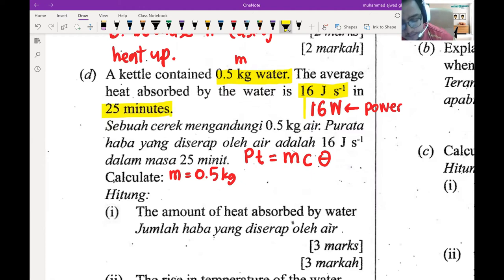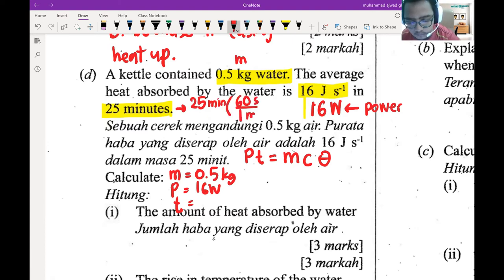Okay, and then time. Need to convert or not? Yes. So what will it become? 16 watt times 25 minutes, and there are 60 seconds in 1 minute. So you get how many seconds? 1,500. Okay, 1,500 seconds.